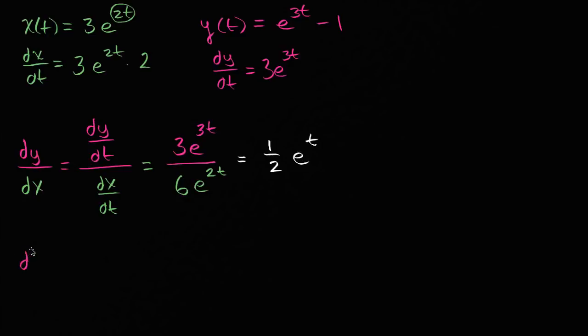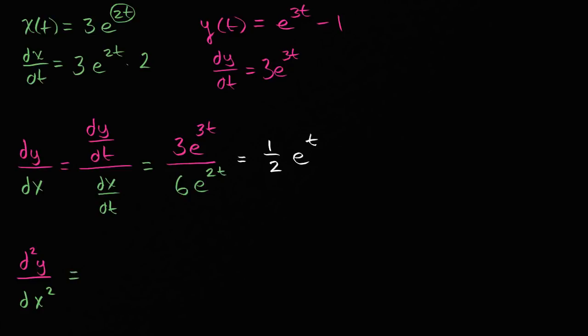How do we find the second derivative of y with respect to x now? And I'll give you a hint. We're going to use this same idea. If you want to find the rate of change of something with respect to x, you find the rate of change of that something with respect to t and divide it by the rate of change of x with respect to t.